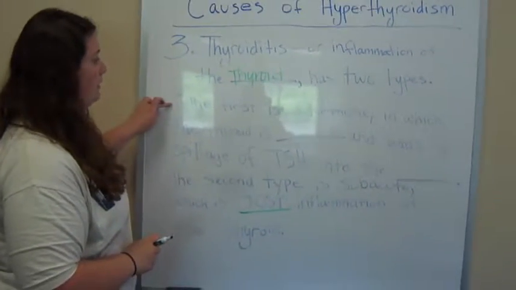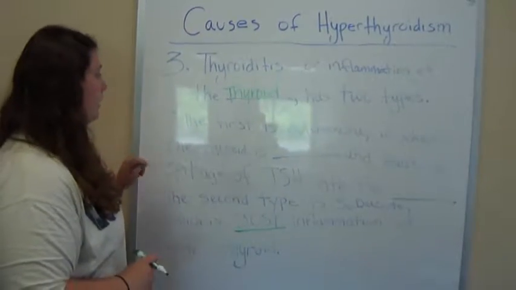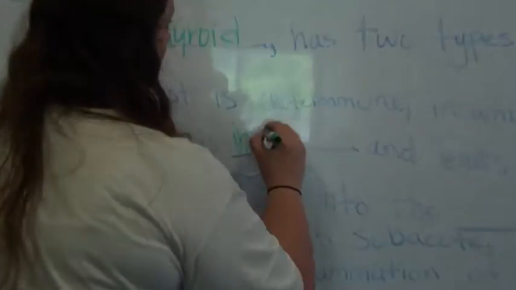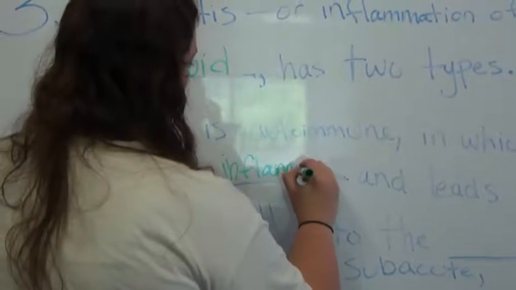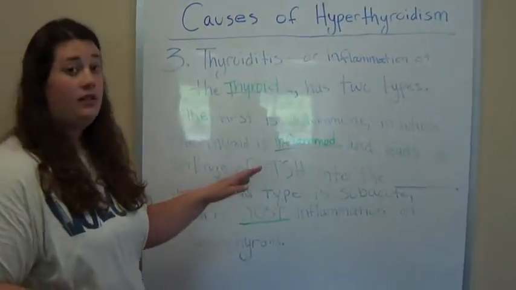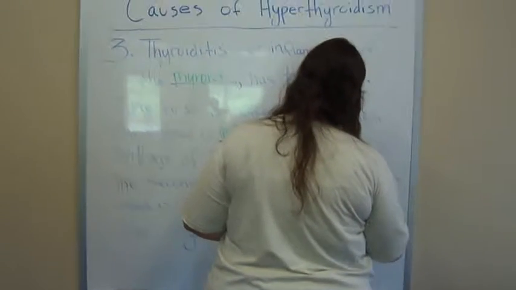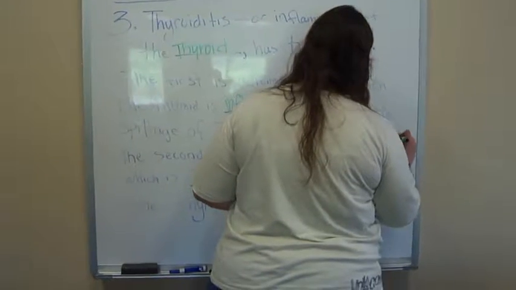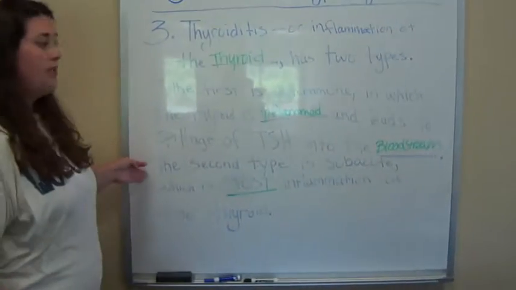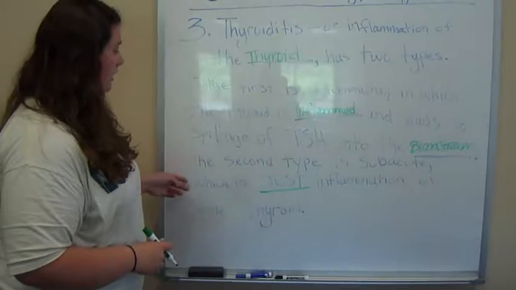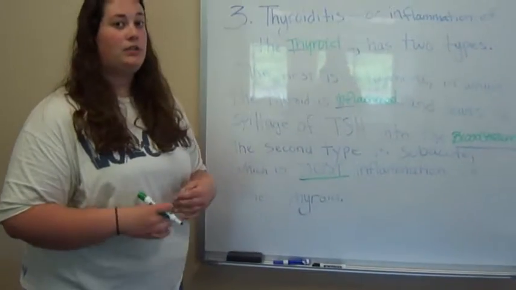The first type is autoimmune, in which the thyroid is inflamed and leads to spillage of TSH into the bloodstream. And then the second type is subacute, in which it's just the inflammation of the thyroid.